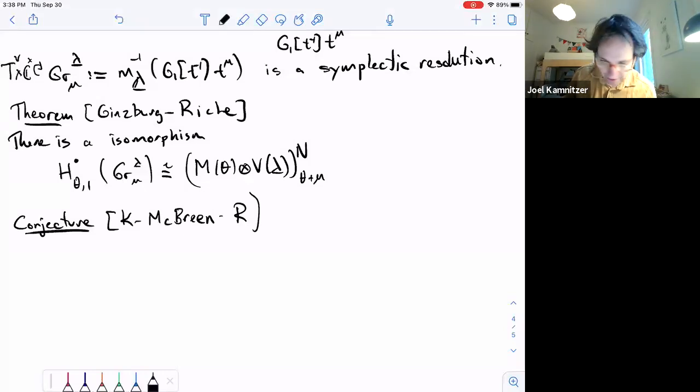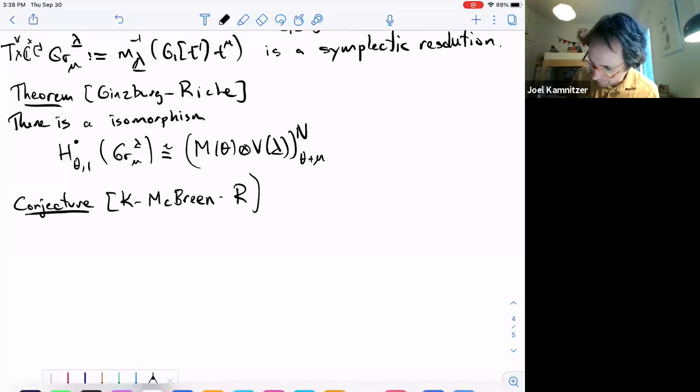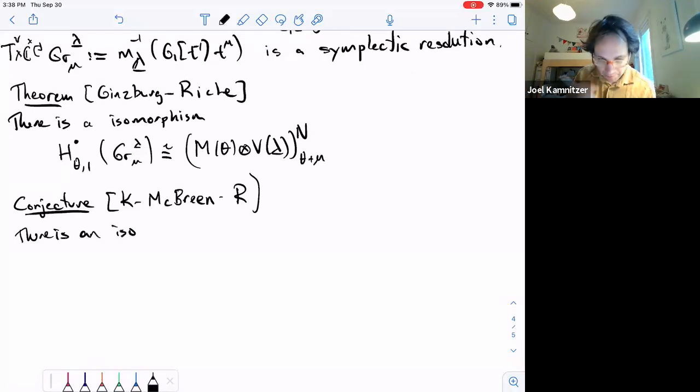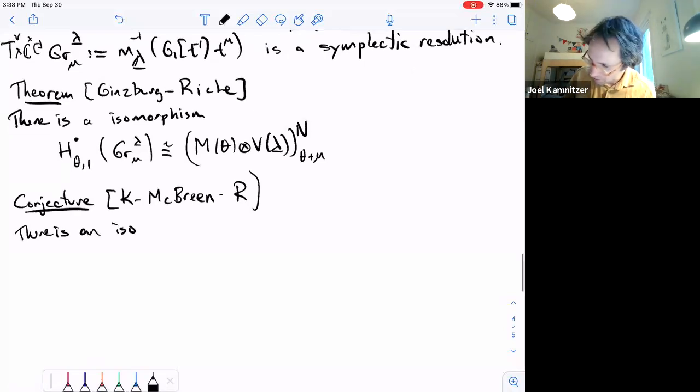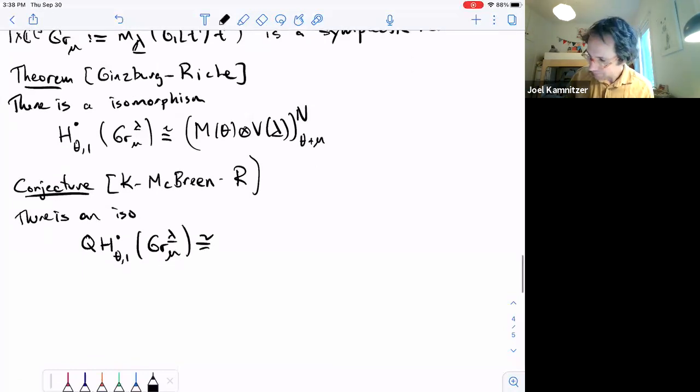So the conjecture is that there's an isomorphism between the quantum cohomology, again, the same specialization of this symplectic resolution, and the image of A of Z, or A of 0Z, we call it, in the endomorphisms of that space.